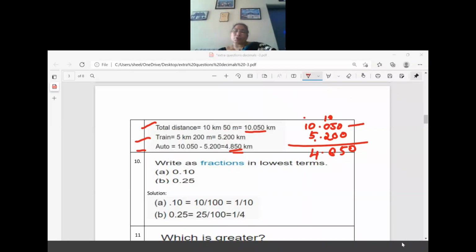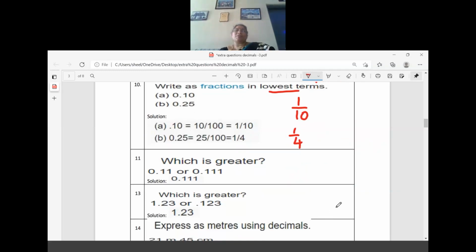0.10 and 0.25. 0.10 means 10 by 100 it will come, isn't it? Because how many decimals are there? 2, isn't it? So 10 by 100, after the simplification, will be 1 by 10 only. So in the lowest terms, we should cancel the common factors. Similarly 0.25 can be written as 25 by 100, which is equal to 1 by 4 only after the cancellation with the 25.